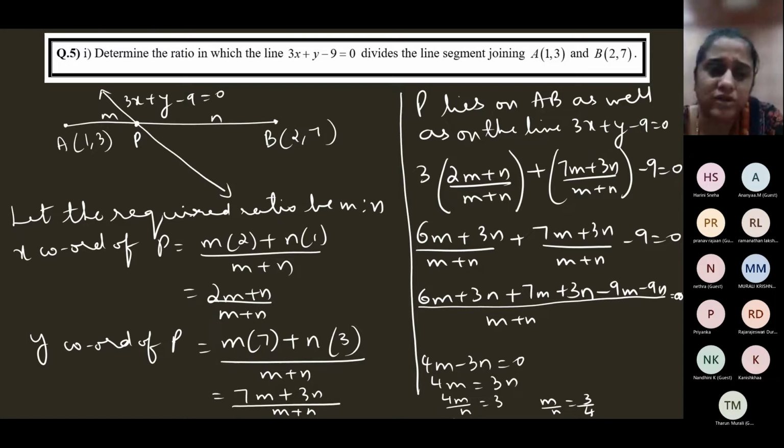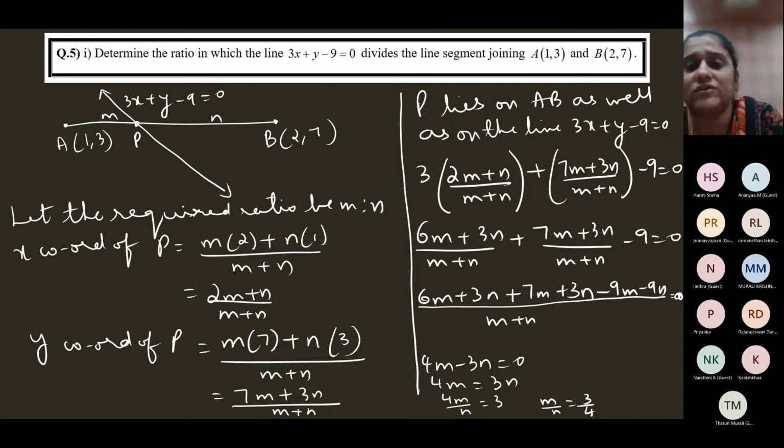So represent the information first. Because the line crosses AB, we can find the ratio in which it divides. If the question is to find the ratio in which that line divides AB, that means it crosses AB at P, and we need to find the ratio in which P divides AB. How to find the coordinates of P? Section formula. Now P lies on AB, and P also lies on 3x plus y minus 9 is equal to 0.